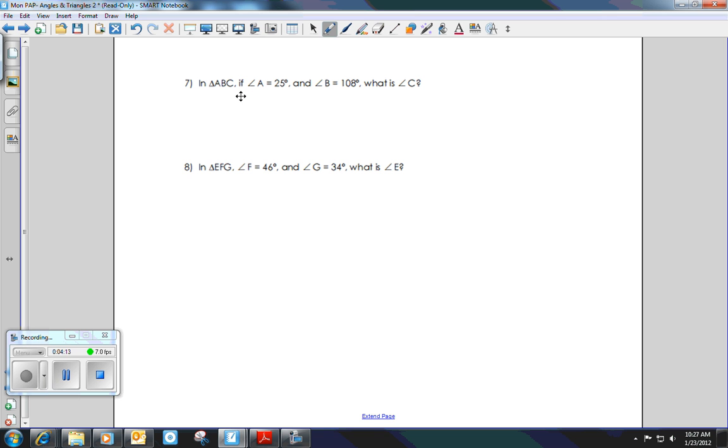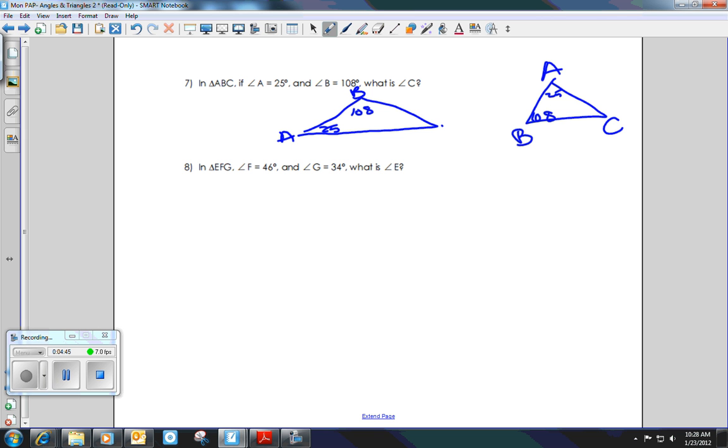We're doing the same thing here, just without a picture. We have triangle ABC. When we have triangle ABC, that means each point of the triangle has one of these letters. So angle A is 25. Angle B is 108. Obviously, I didn't draw this to scale. And then angle C would be what we're trying to find out. So this angle B is an obtuse angle. Angle A is small. And we're trying to find out what the measurement of angle C is for that one.